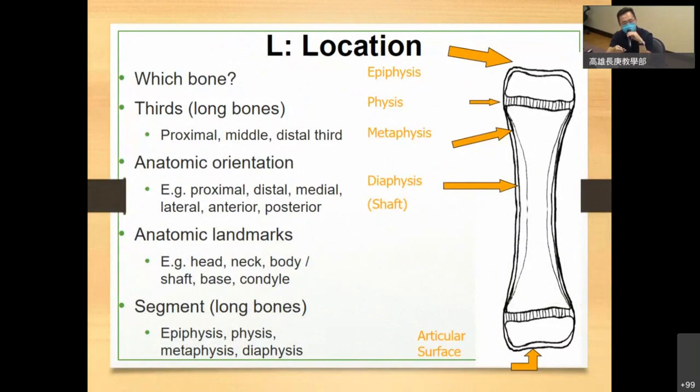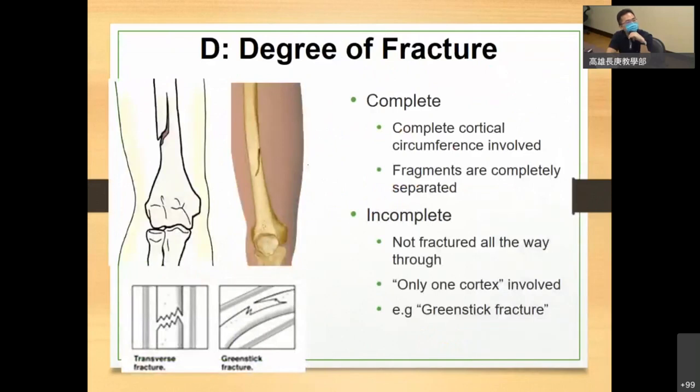Location I already introduced previously, so I will skip this. Now the degree of the fracture. That means two terms are always used: complete fracture and incomplete fracture. Complete fracture: we have the structure of the bone, the cortical bone outside. If the complete cortical bone circumference is involved, we say this fracture is a complete fracture.